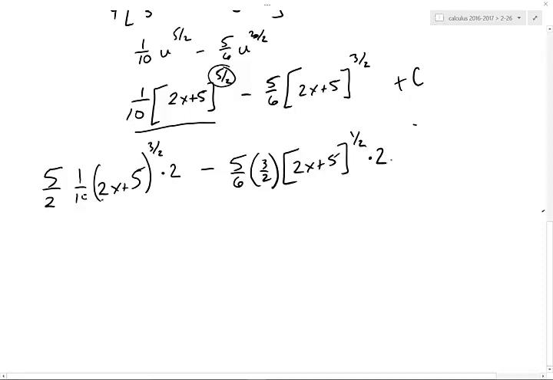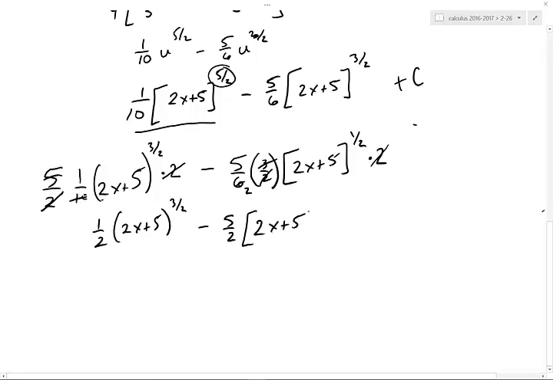What happens here? I feel like this 2 cancels with this 2. Is that true? And then I feel like this is just a half. Is that right? Okay. And then I feel like this 2 and this 2 cancel, and you get minus 5/2. Is that right? Like that. Is that true?